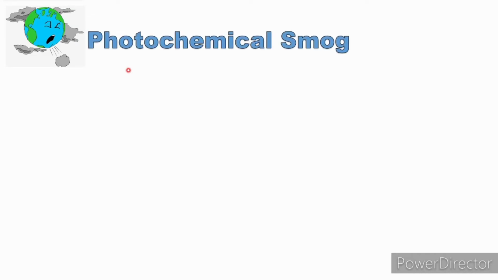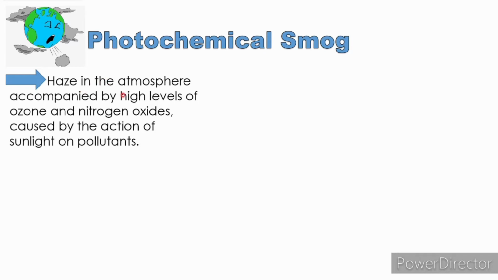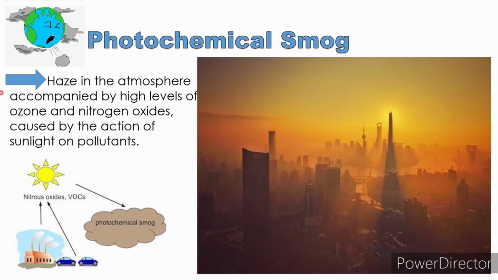Another type of secondary air pollutant is photochemical smog. This pollutant is haze in the atmosphere accompanied by high levels of ozone and nitrogen oxide caused by the action of sunlight on pollutants. Usually this is seen in urban areas, especially in the morning or evening, when most of the residents use their vehicles going to work or going to school. This means also that more smoke is produced.